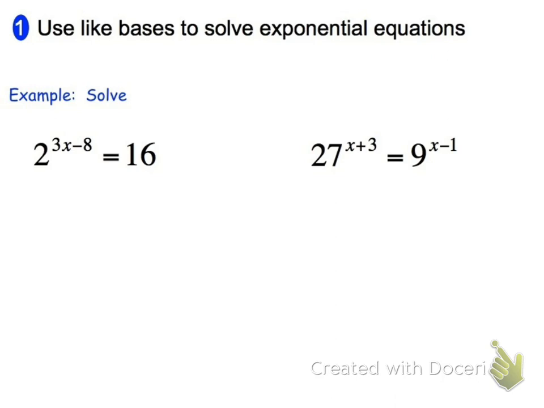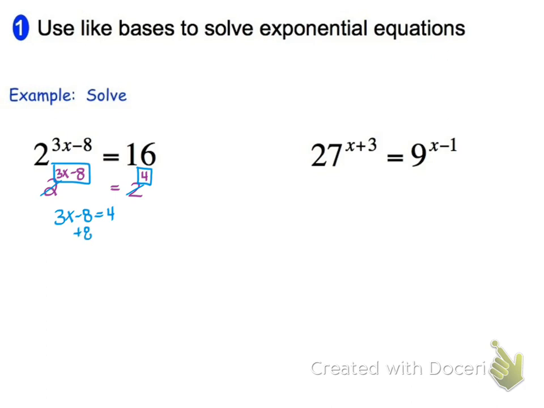If we look at this first example, we have 2 to the 3x minus 8 equals 16. Now, the nice thing about 16 is I can rewrite it as 2 to the 4th power. If 2 to the 4th power and 2 to the 3x minus 8 are equal, then their exponents have to be equal as well. So I can ignore those bases and just say 3x minus 8 has to equal 4. In order for those two to be equal, the exponents have to be the same.